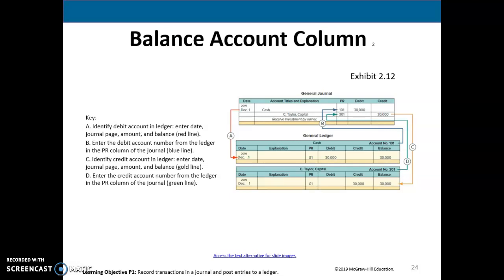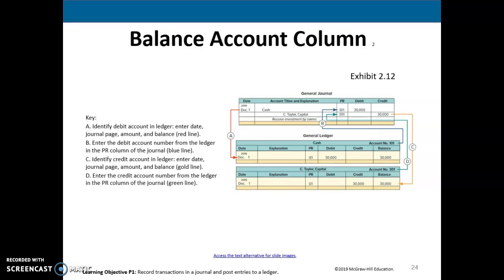All right, so when we talk about posting. Posting is the process of transferring the information from our journal into our ledger. So there are 4 steps in the posting process. First, we're going to identify the debit account in the ledger. We're going to enter the date, the journal page, the amount, and the balance. So that's what we can see here. The journal page, that's that G1, that post reference G1.